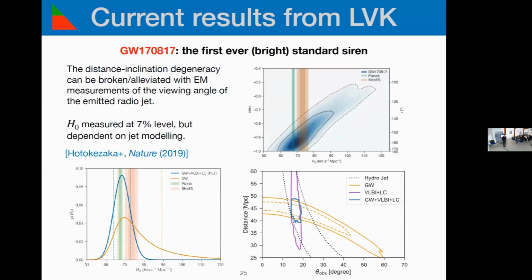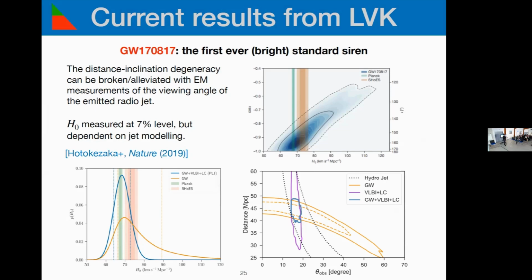An important thing that I would like to point out, especially for people in the audience, is that if you add electromagnetic information on the kilonova and so on, you can actually improve cosmological measurements. So this nice paper here showed that by modeling the jet emission from GW170817, you can actually get constraints on the emission angle of the jet, which is correlated to the polarization angle of the binary system. And this is very important for cosmology because there is a strong correlation between distance and the inclination angle of your system, which directly translates to the measurement of H0.